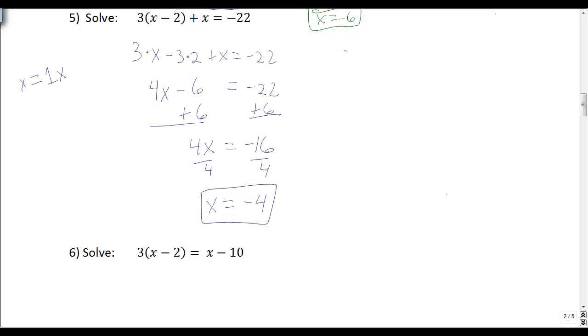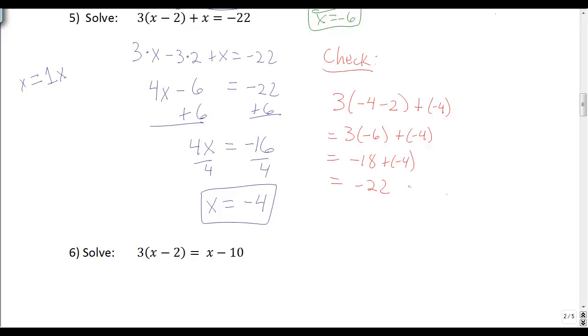So there's my answer. If you wanted to check this, it sounds a little different than before. We put a -4 where this x is and where that x is. So you get 3 times -4 minus 2 plus -4. So this is 3 times -4 minus 2, which is -6, plus -4. 3 times -6 is -18 plus -4. That works out to be -22, which is what we were expecting on the right-hand side. So that checks out just fine.